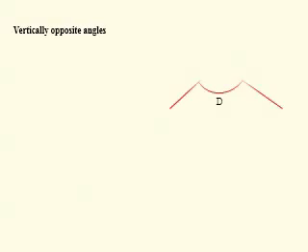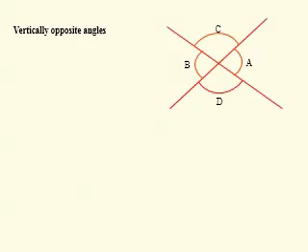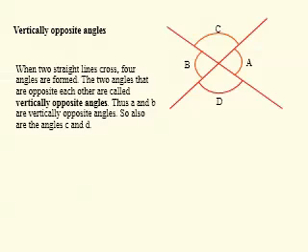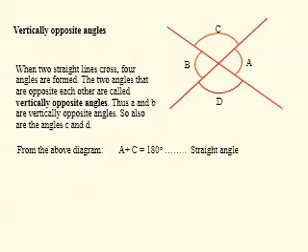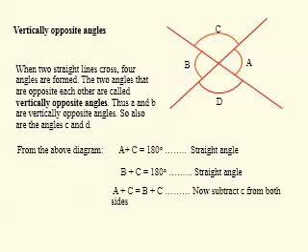Now we are going to talk about vertically opposite angles. Look at this figure. Two intersecting lines, they form four angles. From the diagram, you can see that A plus C equals 180 because it's a straight angle. Also B plus C, straight angle. So A plus C is equal to B plus C. Just cross out C from both sides because they have the same measure. So you will get that A equals B.